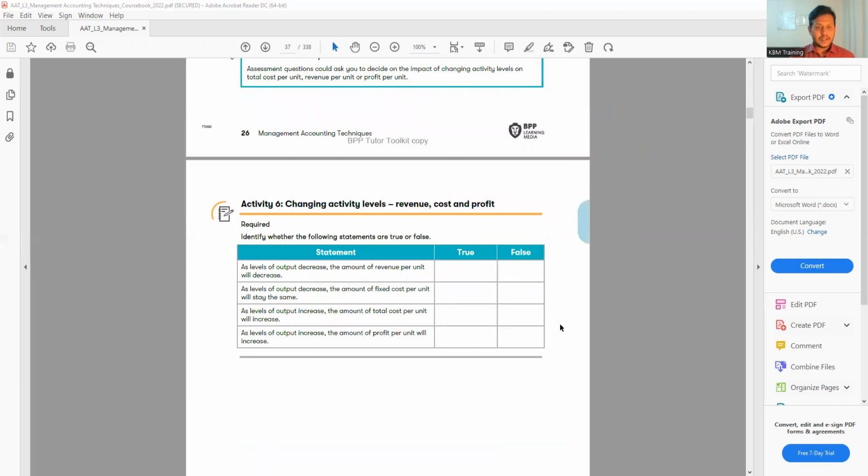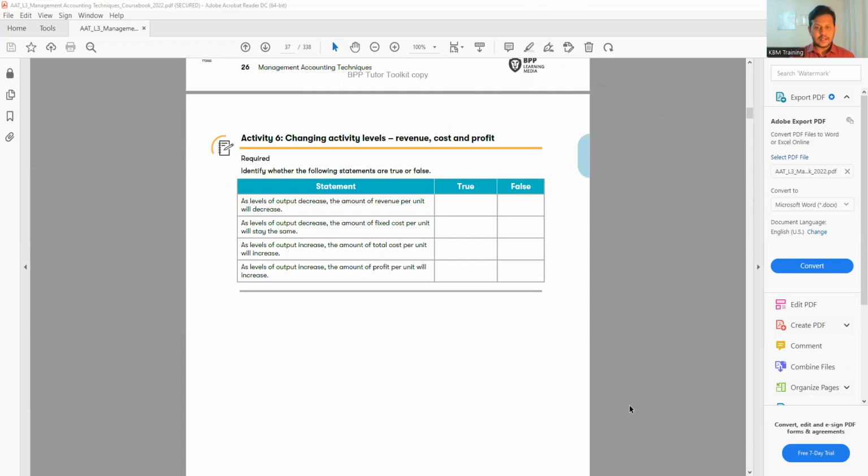The next one we have here is changing the activity level. So let's have a look at that. Revenue, cost, and profit. Identify whether the following statements are true or false. The first one says, as the level of output decreases, the amount of revenue per unit will decrease. What do you think? Is it true or false? If I make fewer units, revenue per unit will decrease. So per unit revenue will be decreased as well. True or false?